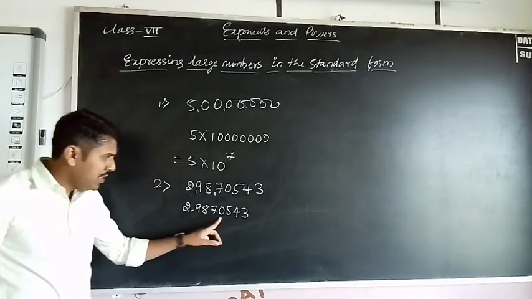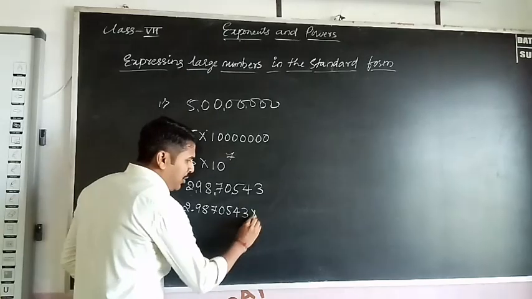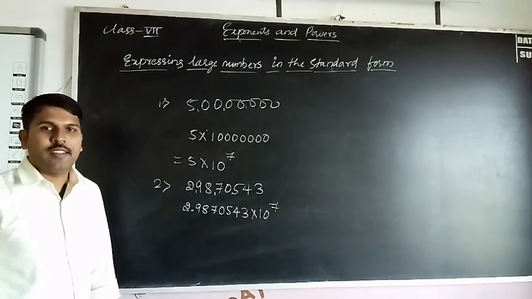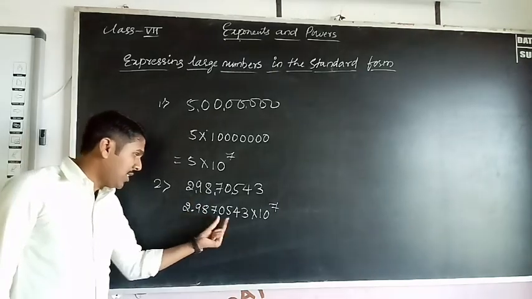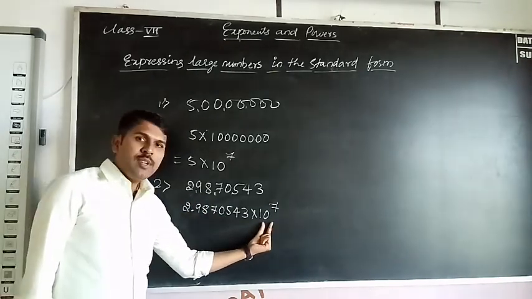So total how many digits here? Total 7 digits are there, so into 10 raised to 7. Understand? Total how many digits after the decimal point? Total 7 digits. So 10 raised to 7.